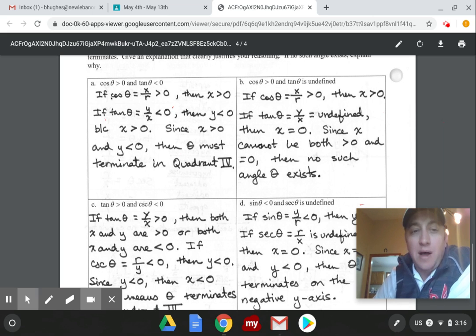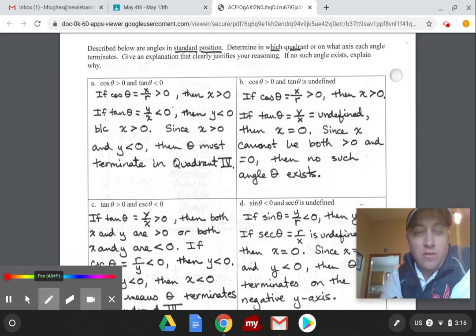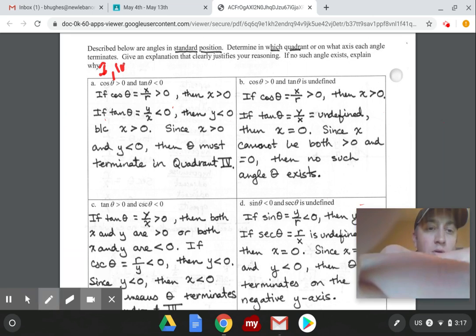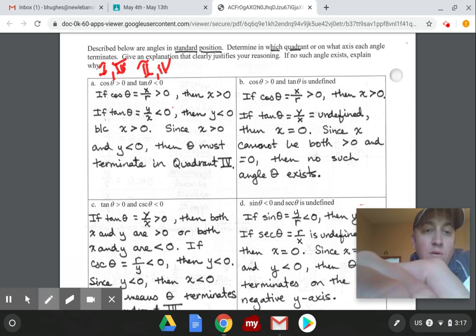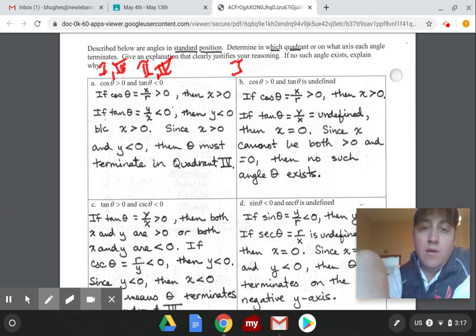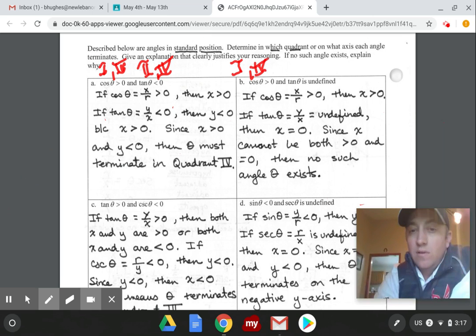I know that cosine's positive in quadrants 1 and 4. Where's tangent negative? I know tangent is negative in 2 and 4. So where must theta be? Where's the common point between those two? It must be terminating in quadrant 4. B, where's cosine positive? Cosine's positive in 1 and 4. Tangent's undefined where you'd be dividing by 0. That's what would make it undefined.